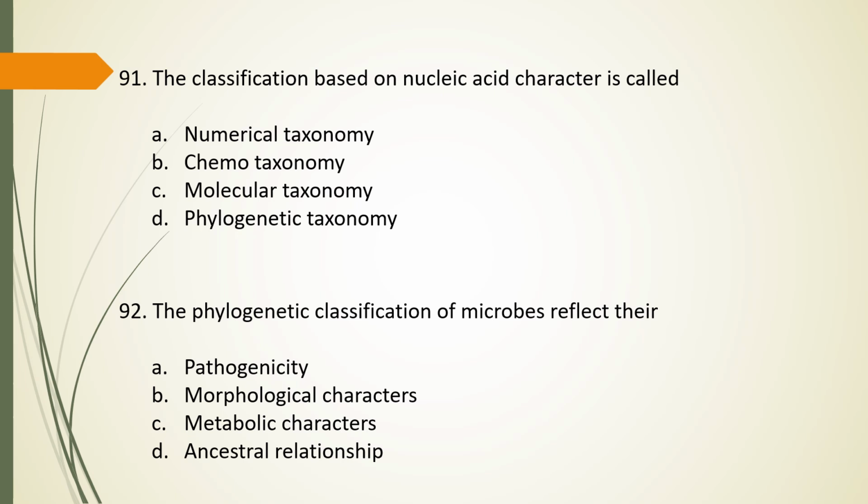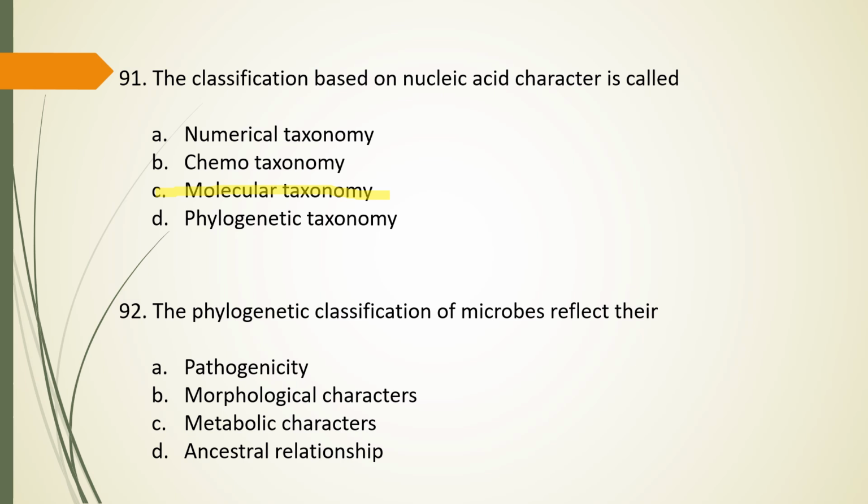Question number 91. The classification based on nucleic acid character is called option A numerical taxonomy, B chemotaxonomy, C molecular taxonomy, D phylogenetic taxonomy. The correct answer is option C molecular taxonomy. Molecular taxonomy is a branch of science that deals with the presence of chemicals inside our body. It is the method of identifying and distinguishing specimens in a fast and exact manner, which is based on the interspecific variations.